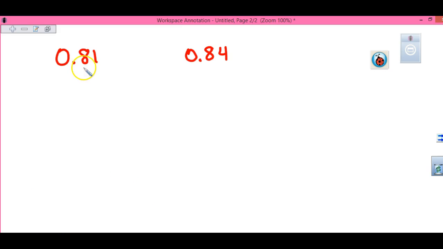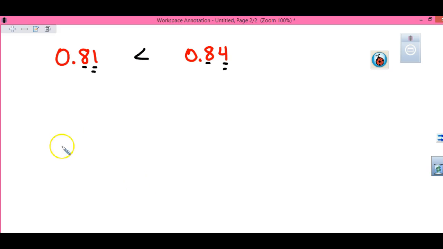If we have to compare the decimals using less than or greater than, we've got 81 hundredths and 84 hundredths. So our number in the tenths place is exactly the same. So we're looking at the number in the hundredths place. So is 1 less than or greater than 4? Less than. So let's compare another one.